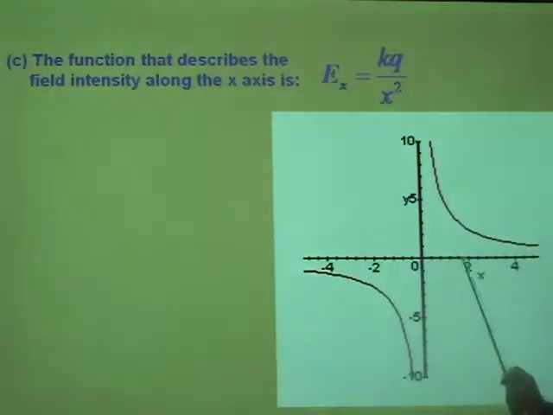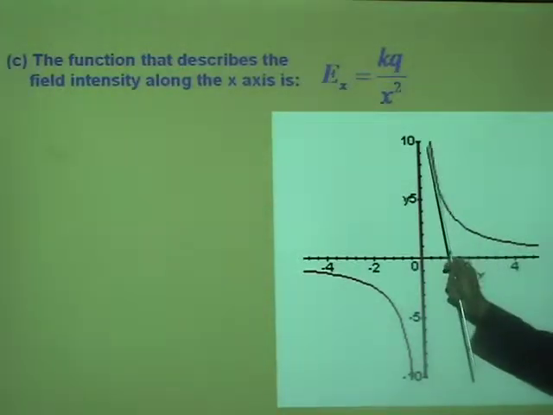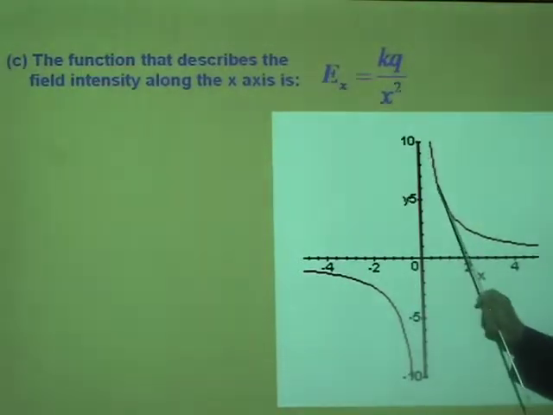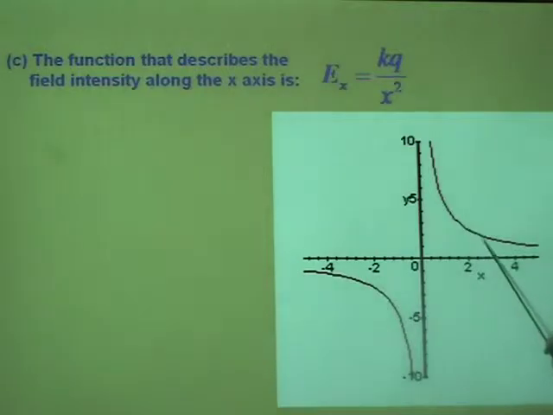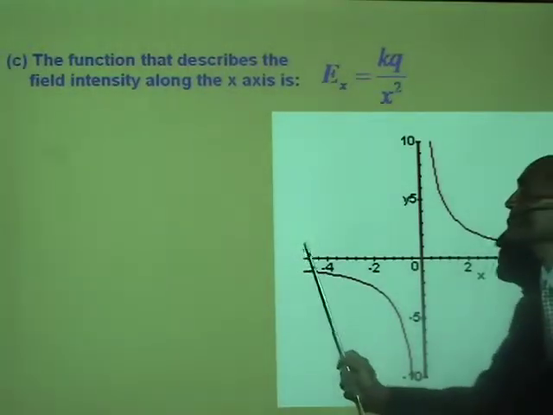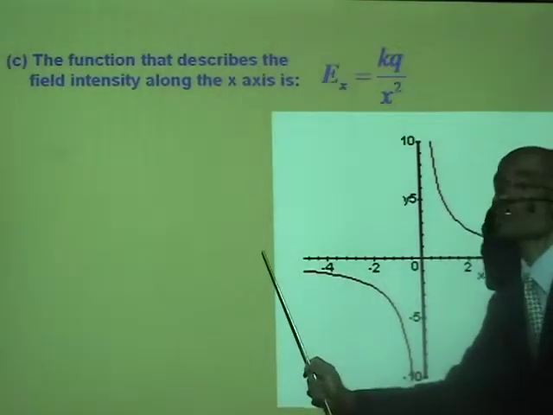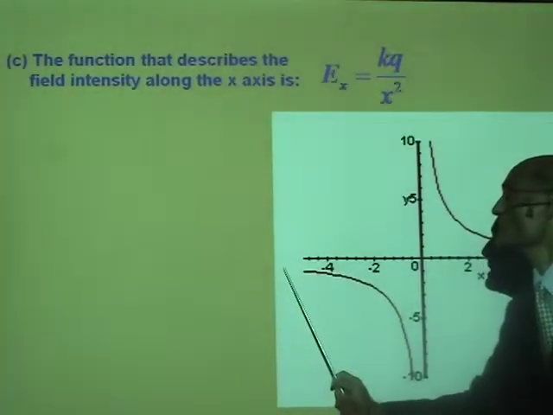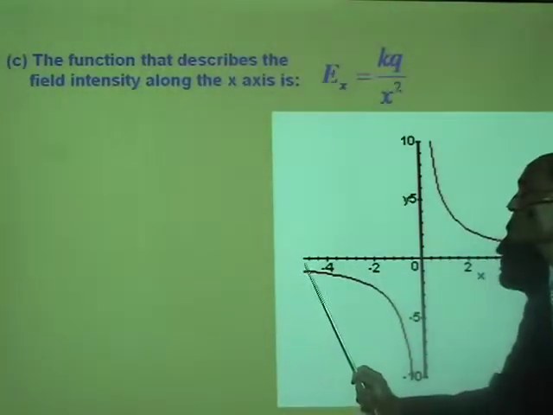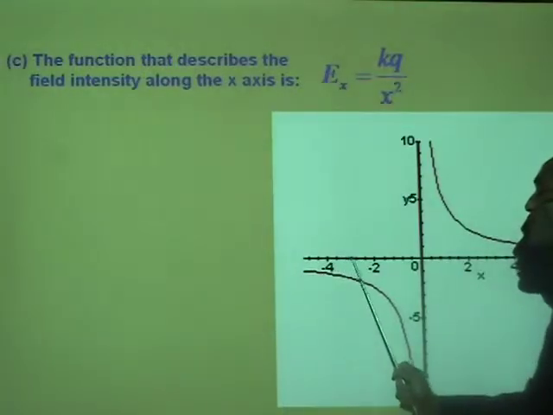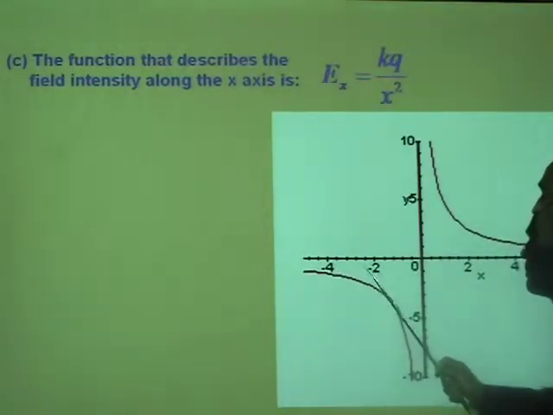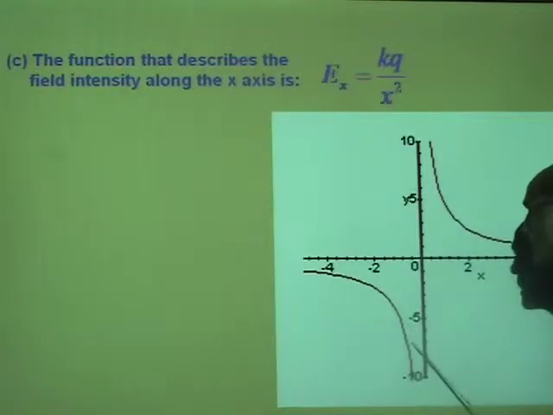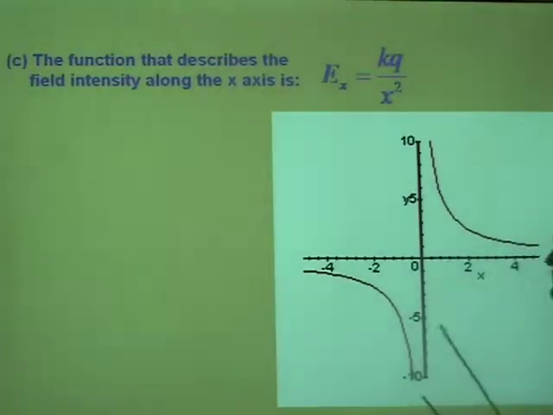For positive values of x, the electric field will start out with a very large value, and as x increases, the electric field will decrease. For negative values of x, for very large negative values, the field will be close to 0, and as x gets closer and closer to 0, the electric field will increase, well, in the negative direction. Okay.